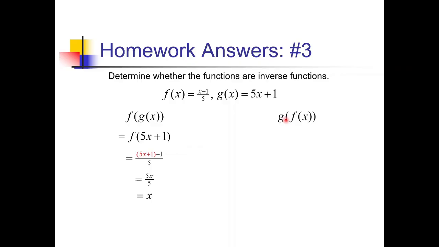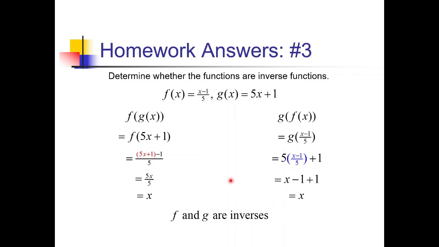g of f of x. That's g of (x minus 1) over 5. So we have 5 times (x minus 1) over 5, plus 1. These 5's cancel, leaving us with x minus 1 and then a plus 1. The 1's also cancel, leaving us with x. Since we got x both ways, that means that f and g are inverses.